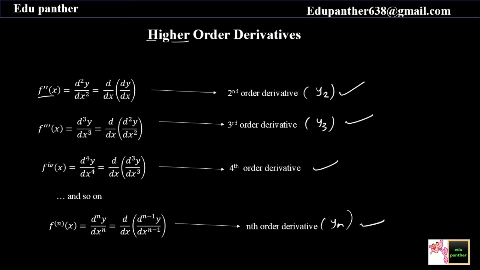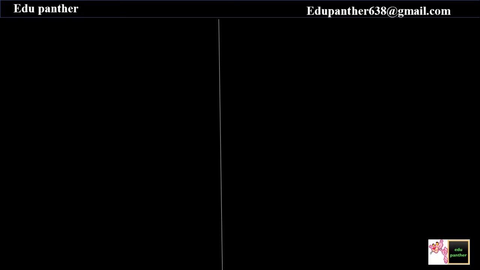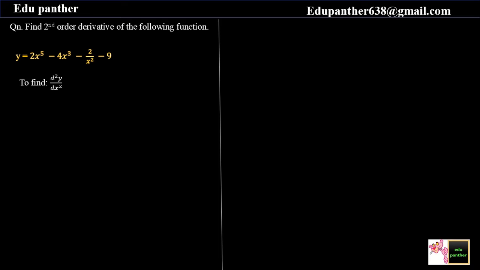Now we'll see how to find the second order derivative of any function. So let's take a question. The question is: find the second order derivative of the following function. We have to find d square y by dx square. Our question is y equals 2x raised to 5 minus 4x cube minus 2 by x square minus 9. So how will you take the second order derivative of this function? We have to find d square y by dx square.